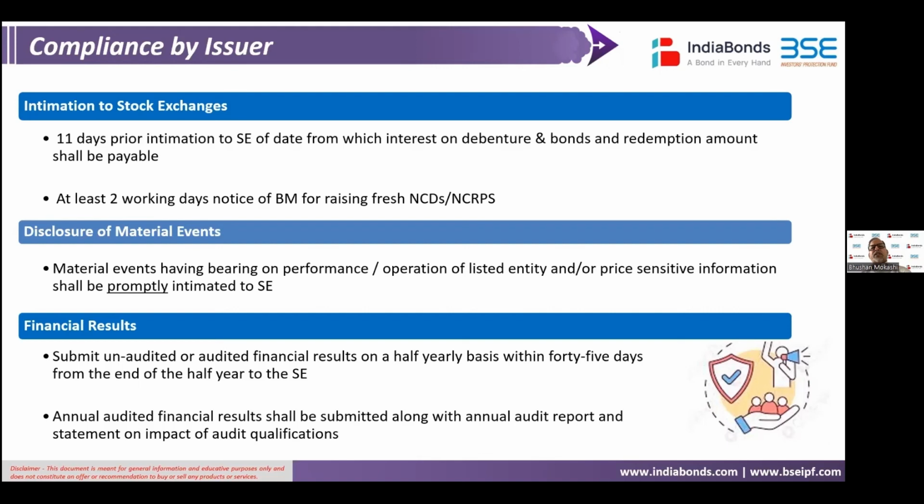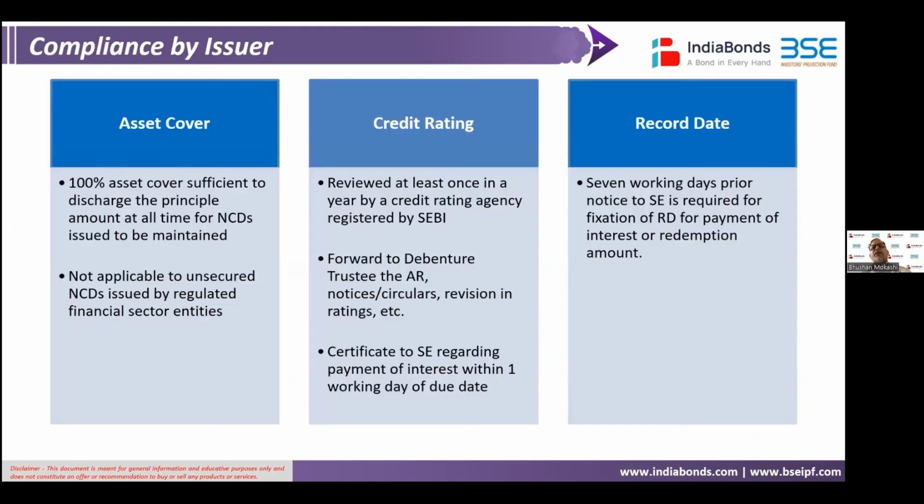Regarding the financial results, submit unaudited or audited financial results on a half-yearly basis within 45 days from the date of the half year to the stock exchange. Again, when we file to the stock exchange, instantly it goes on the website. So all investors who have invested in that particular instrument of the company can go and see the results of the company, how the company is performing, and how their investment is safe. Annual audited results also shall be submitted along with the annual audit report and statement on impact of audit qualification, if any. Next slide, please.